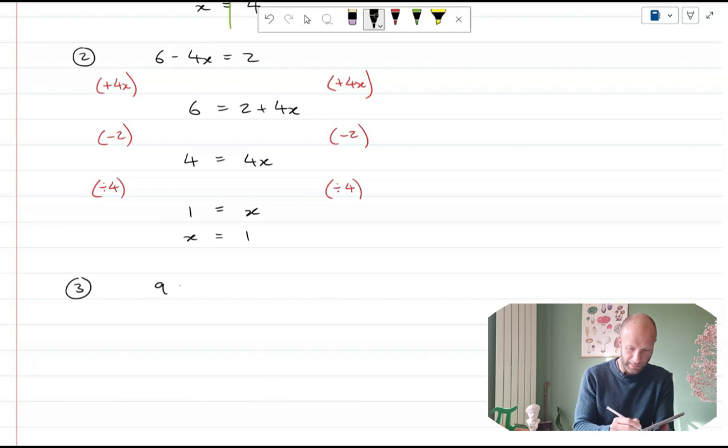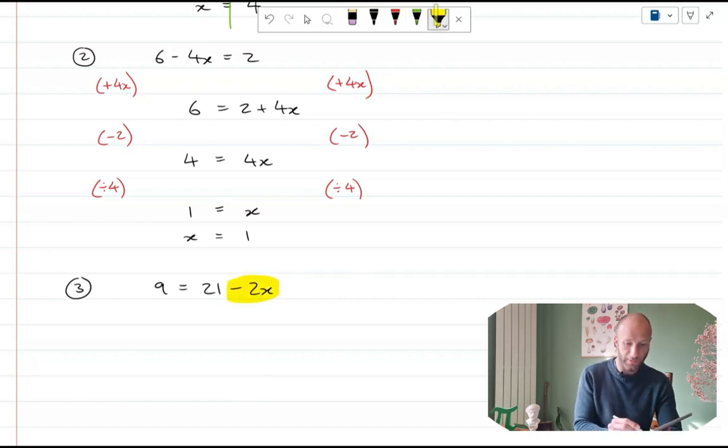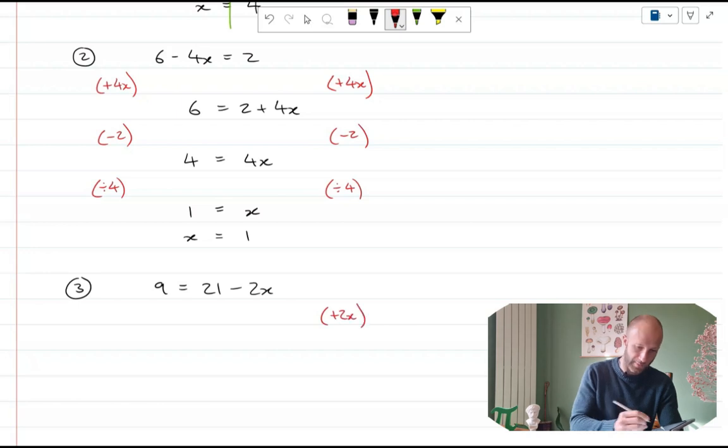Number 3: 9 equals 21 minus 2x. So this time, you'll have noticed I've written the x on the other side. The negative x term is now on the right. Again, it doesn't matter. To deal with this negative x term, if we want to make it positive, we're going to add 2x to both sides. If I add 2x to the right, I must add 2x to the left.